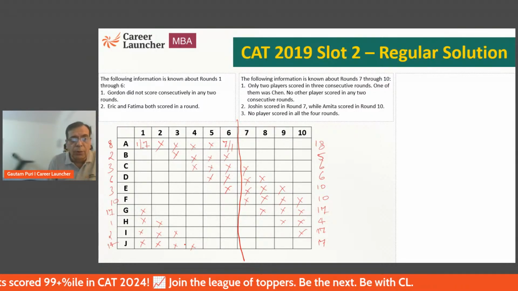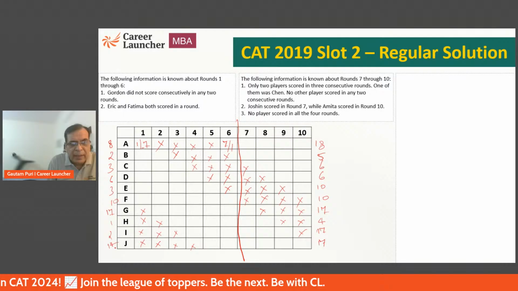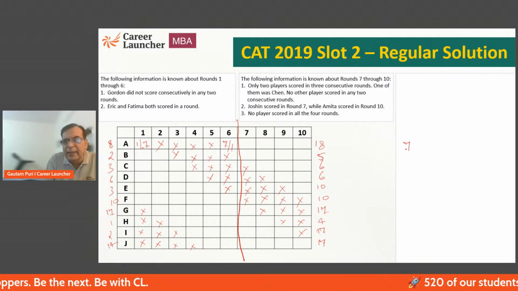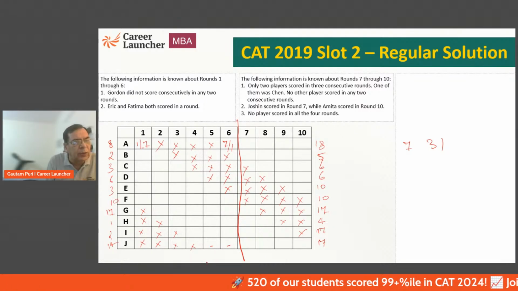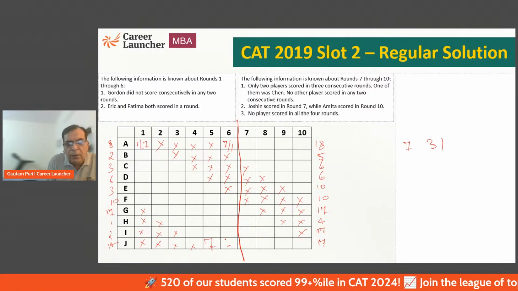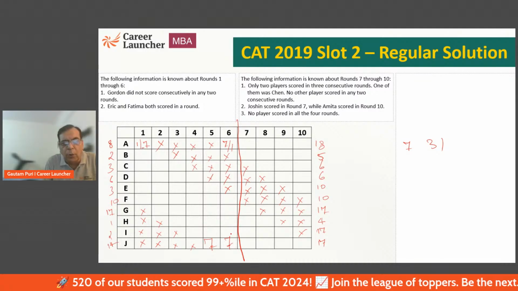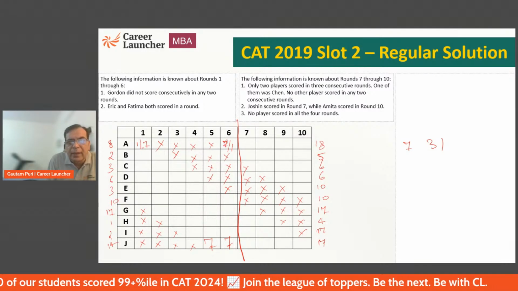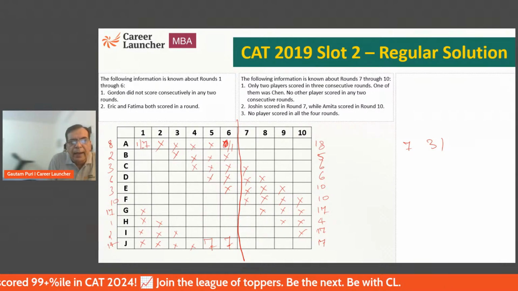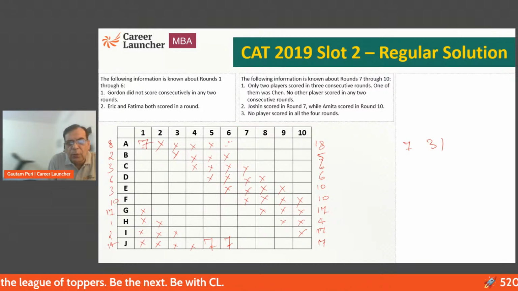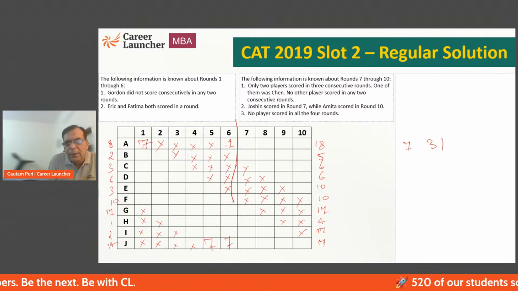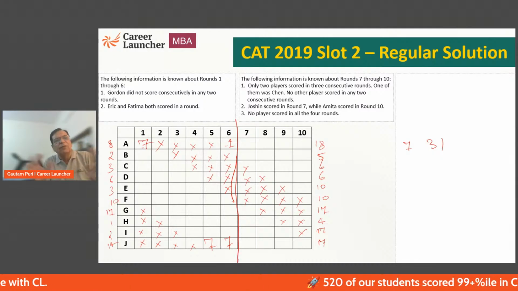Similarly, if you look at J, J has 14 points, and the points that J can get can be 7, 3, or 1. The only way J will get 14 points in 2 rounds is 7 plus 7. So our job then becomes, if these 2 are 7, that means this 7 is ruled out, and that means 7 has to be here, and this one has to be 1. So I will start making cases and start filling up the table.